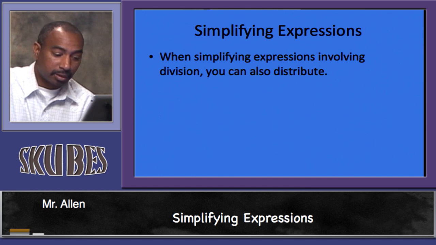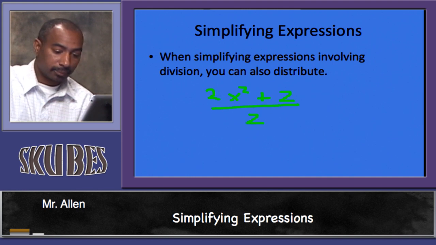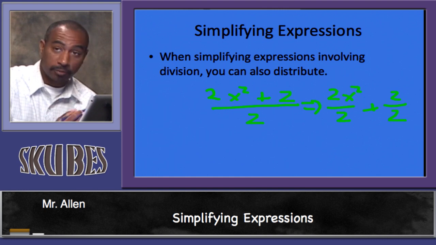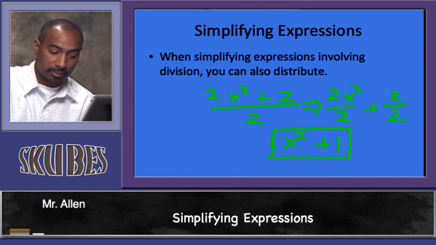When simplifying expressions involving division, you can also distribute. For example, I can have 2x squared plus 2 divided by 2. What I can do is this. That's the same as 2x squared divided by 2 plus 2 divided by 2. 2 divides into itself once, so I'm left with just 1 times x squared, x squared. 2 divides into itself again once. So I'm left with x squared plus 1.